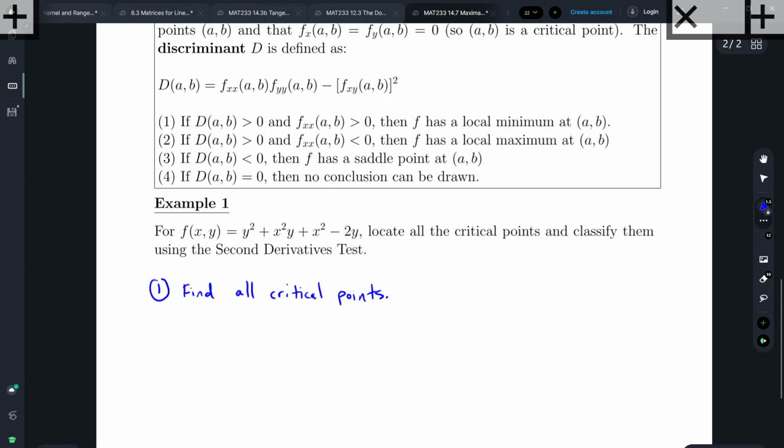And the way we do that is to calculate the partial derivatives and set them equal to 0. So set the partial derivative with respect to x equals 0, and the partial derivative with respect to y equals 0, and then solve for all points x, y.